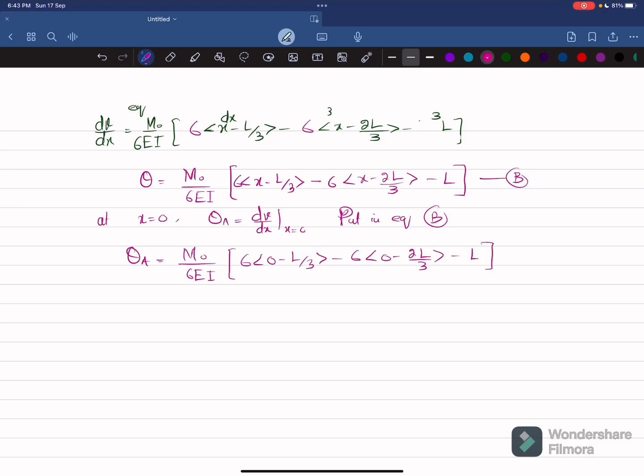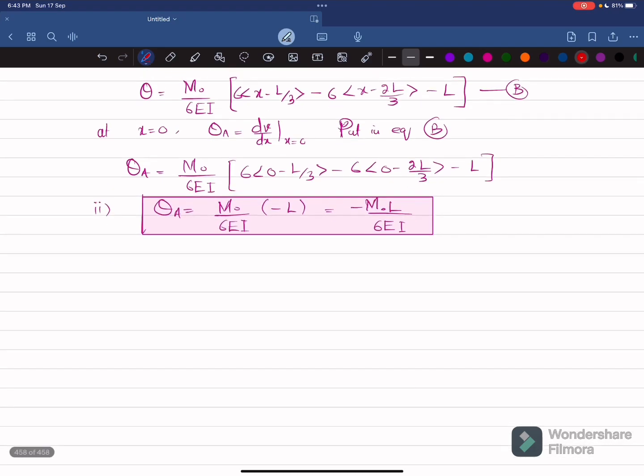L. So this value inside the Macaulay bracket will be negative, and anything inside Macaulay bracket that is negative will be considered as 0. So this will be 0 and this will be also 0. So we will be left with m naught over 6 ei into minus L. And this theta A will be equal to minus m naught L over 6 ei. So this is the value of slope at point A, and that is the answer of our second part.